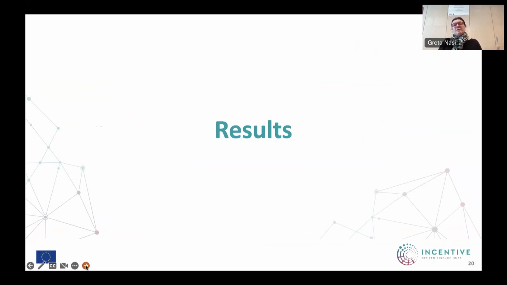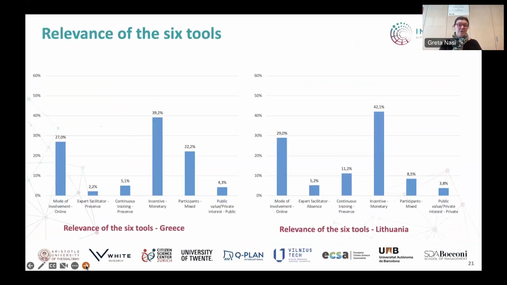And these are the results that we got. In general terms, this is the result split by country. We found that there are some elements that are more relevant than others, and that would be the ones that we would recommend for these countries, but in general terms to take into account. So the mode of incentive online with some monetary incentives and a mixed group of participants in the citizen science initiatives would be the preferred mix of tools for Greece.